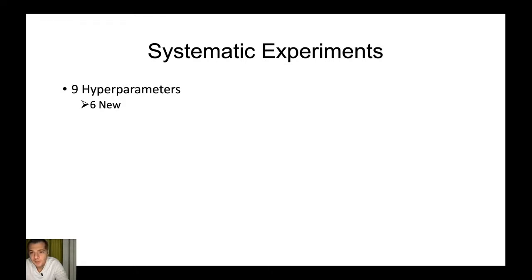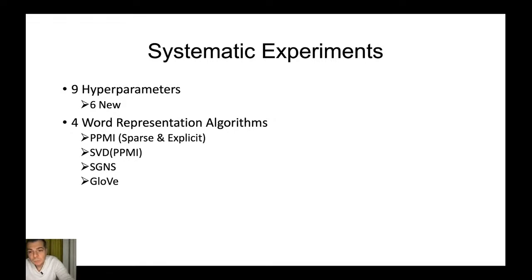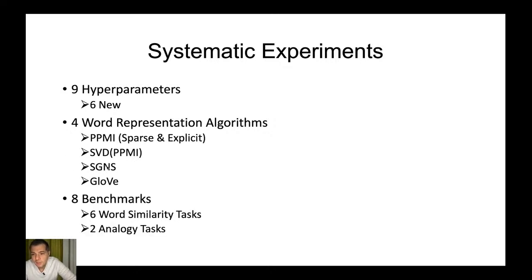They designed a systematic set of experiments considering nine hyperparameters, six of which are new for these models, and they also consider four approaches in their comparison, including the pointwise mutual information with different ways to compute it, one based on SVD and one based on a different approach based on sparse algorithms, and they also consider the skipgram model with negative sampling and GloVe. They also have eight datasets to compare the results, and six of them are based on word similarity tasks, and they also have two tasks for analogy.